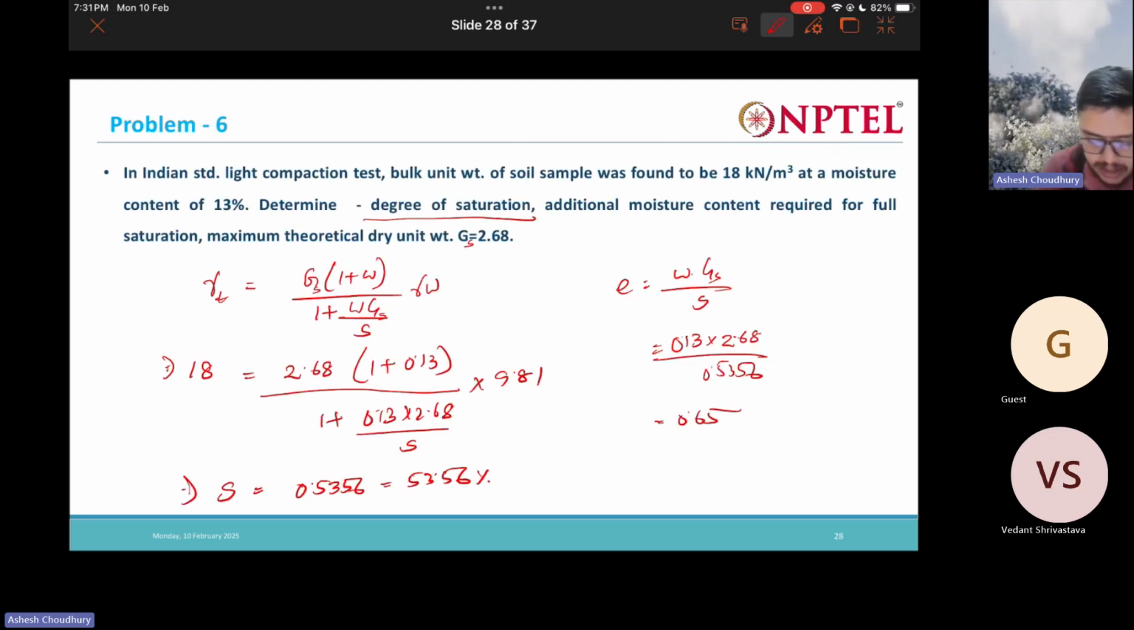Maximum theoretical dry unit weight you can easily find out now. You already know the relation. Just put the water content in that, and you find out the maximum theoretical dry unit weight that is possible.